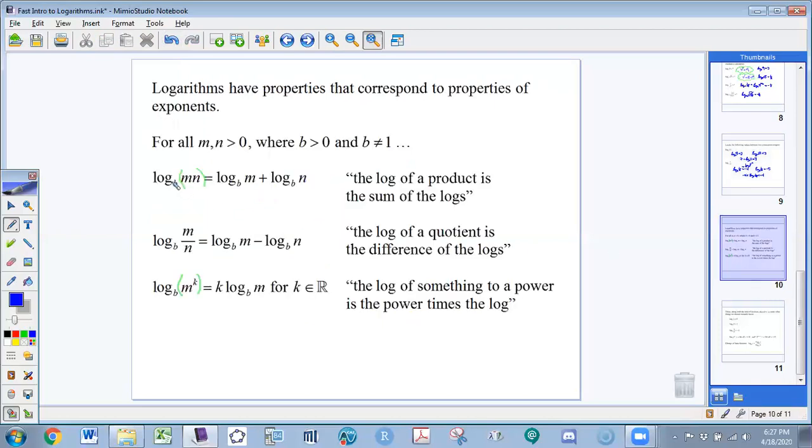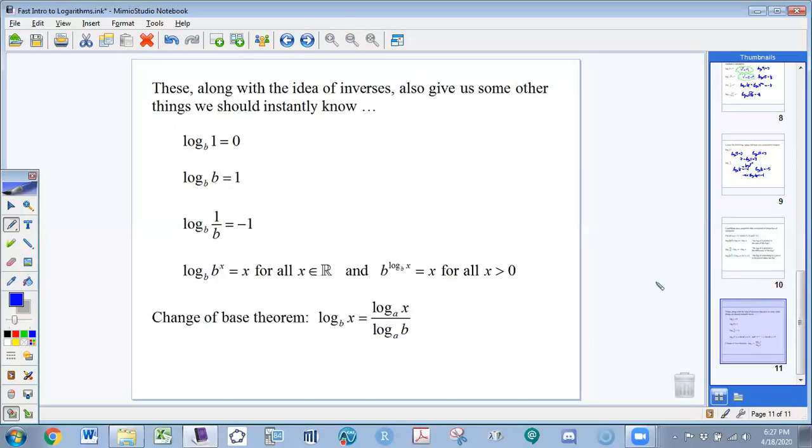So the log of a product is the sum of the logs. The log of a quotient is the difference of the logs. The log of something to a power is the power times the log. When you then combine those along with the idea of inverses, the idea of flip-flopping inputs and outputs, you get some other things that you should just recognize and be able to work with instantly and not even have to use your properties of logarithms to figure them out.